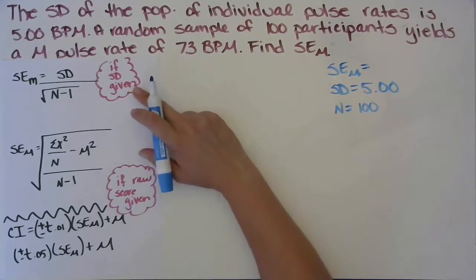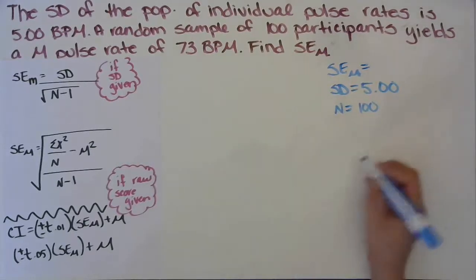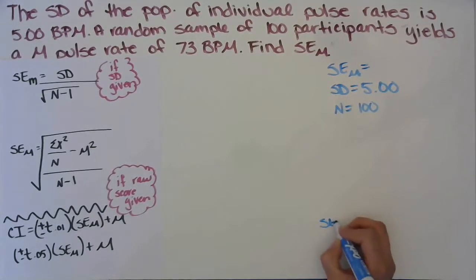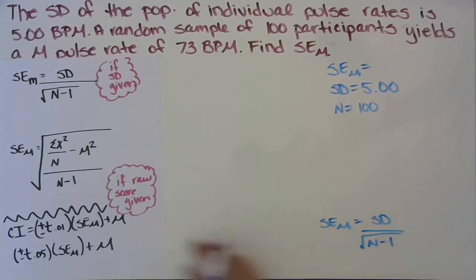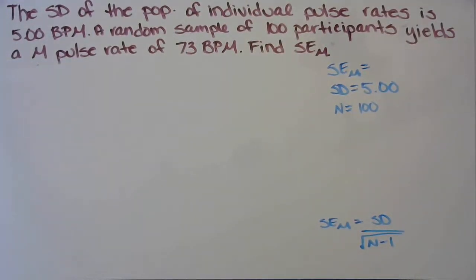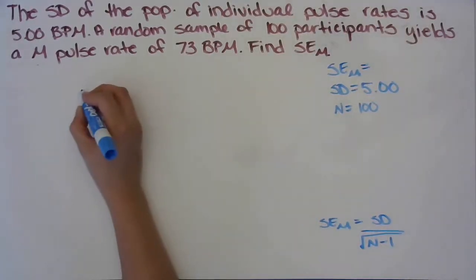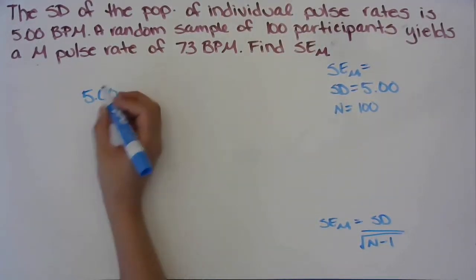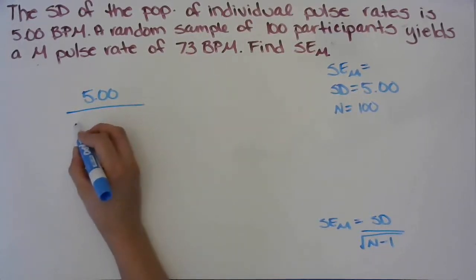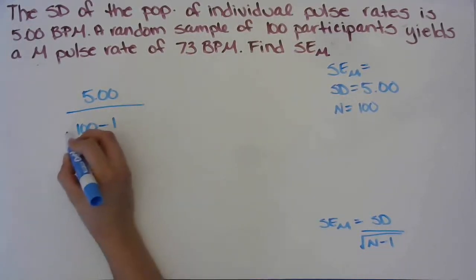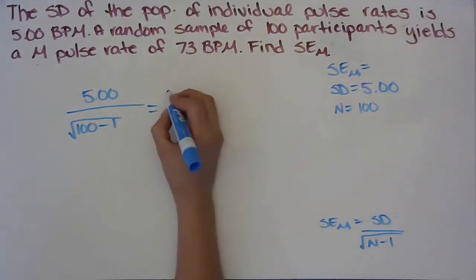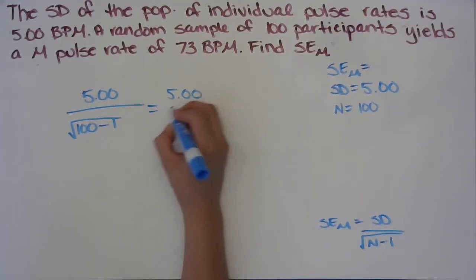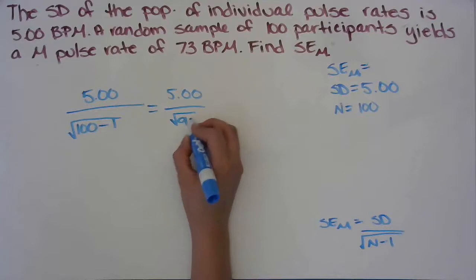Okay, so let's go ahead and take that information and see what we can do with it. Now, if our standard deviation is given, this is going to be the formula that we use. So let's go ahead and write that out. We have the standard error of the mean equals the standard deviation over the square root of n minus 1. Okay, so let's plug those numbers in. The standard deviation is 5, and then we have a sample size of 100 minus 1. So that is going to be 5.00 over the square root of 99.